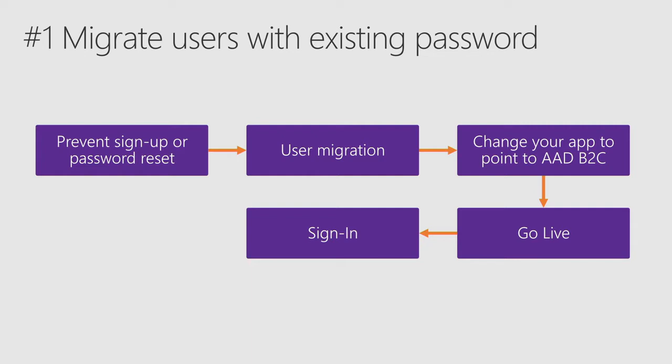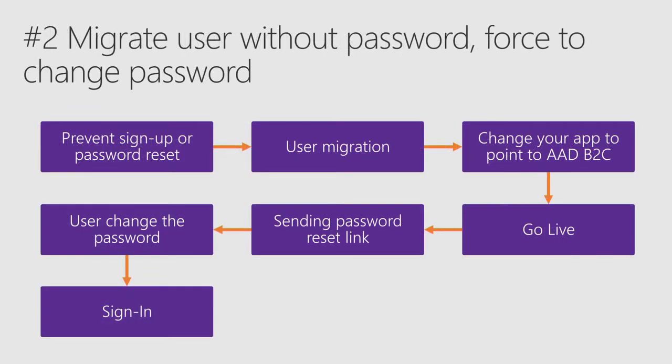Again, this flow fits when you have access to the user's credentials, the user and password in clear text. This process involves reading the user from my old identity provider and creating a new account in Azure Active Directory B2C. We change the mobile or web application to use Azure Active Directory B2C. Go live and immediately users can sign into the system because we migrated the users with their password.